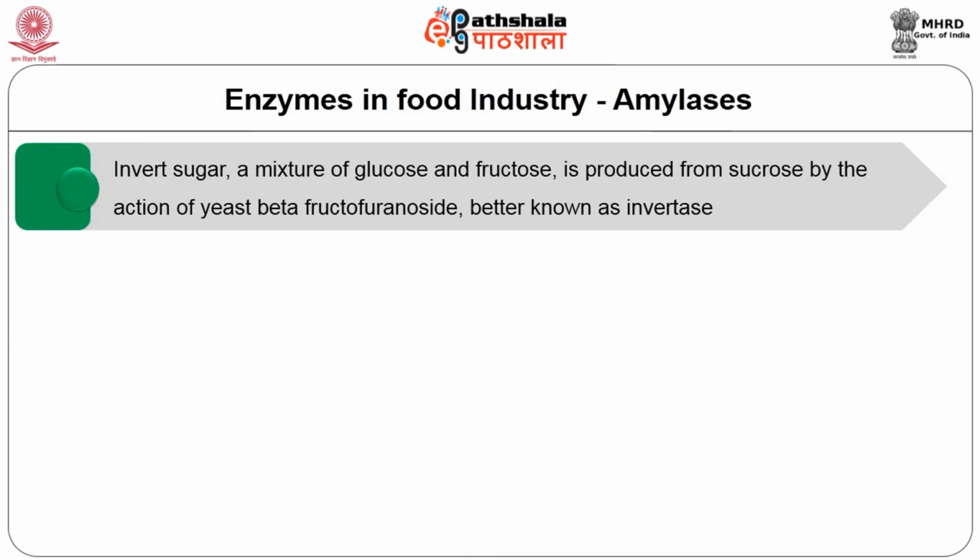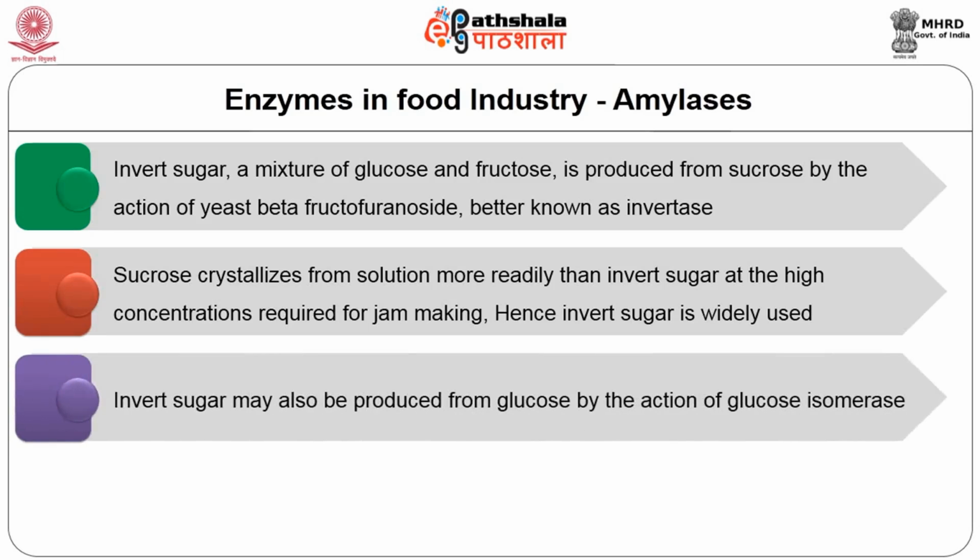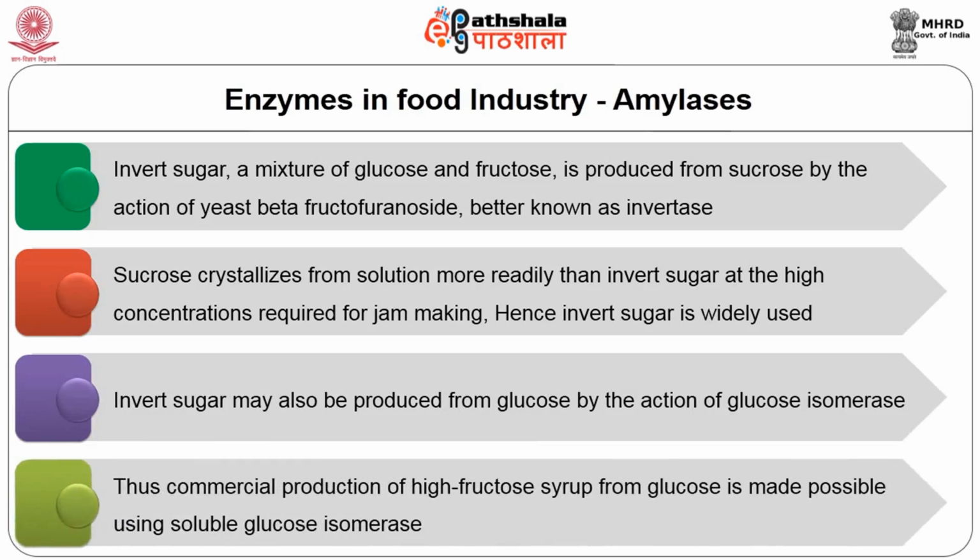Invert sugar, a mixture of glucose and fructose, is produced from sucrose by the action of yeast beta-fructofuranosidase, better known as invertase. Sucrose crystallizes from solution more readily than invert sugar at the high concentrations required for jam making, so the latter is widely used for this purpose. Invert sugar may also be produced from glucose by the action of glucose isomerase. Thus, commercial production of high fructose syrup from glucose is made possible using soluble glucose isomerase enzyme.